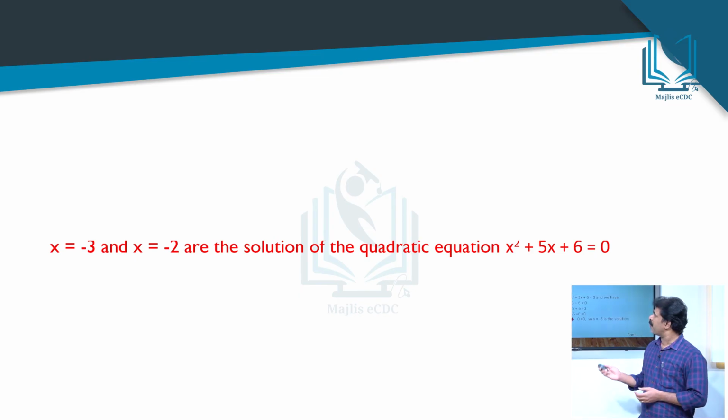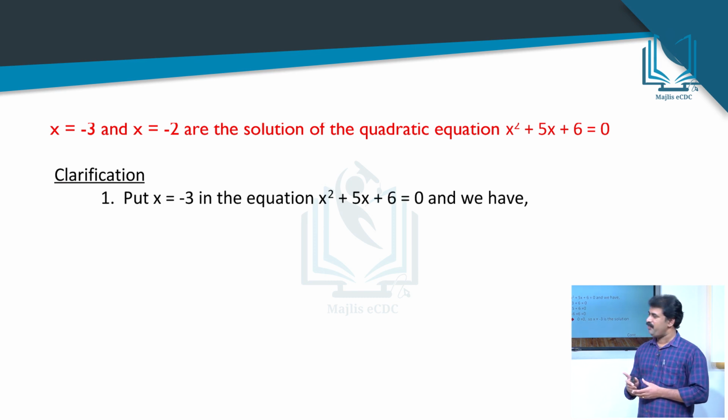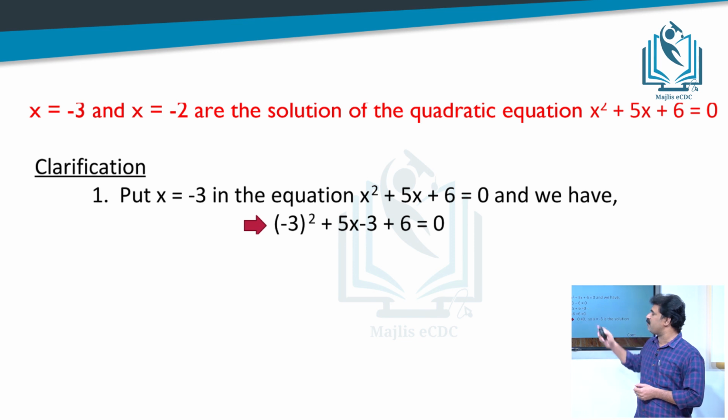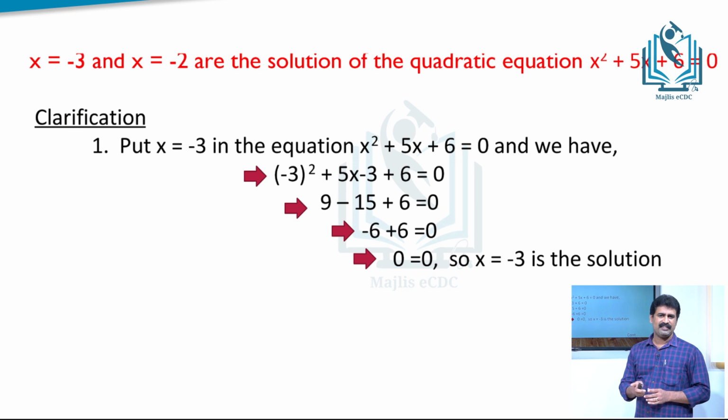For example, consider the quadratic equation x square plus 5x plus 6 equals 0. If we put x equals minus 3 in this equation, we have minus 3 whole square plus 5 into minus 3 plus 6 equals 0. Implies 9 minus 15 plus 6 equals 0. Implies minus 6 plus 6 equals 0. That means 0 equals 0. So x equals minus 3 satisfies this quadratic equation. So we can say that x equals minus 3 is the solution of the quadratic equation.